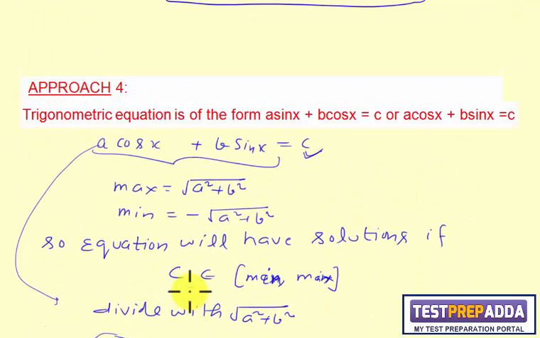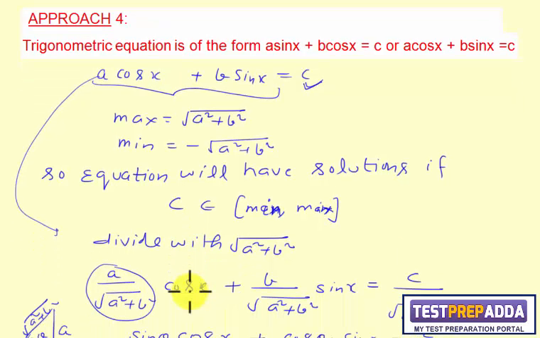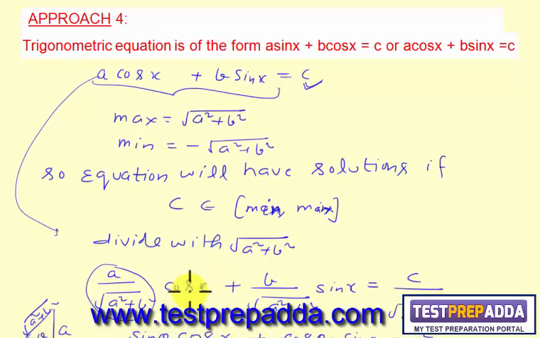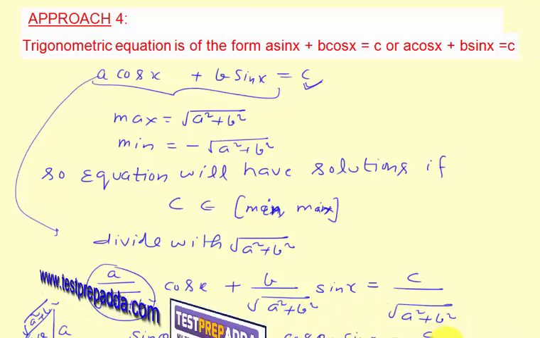So this is approach 4, where we discussed the equation of the type A sin x plus B cos x equal to C, or A cos x plus B sin x is equal to C. Okay, so in the next session we will discuss approach 5, where we will solve equations with the help of extremes or boundaries. Okay, thank you.